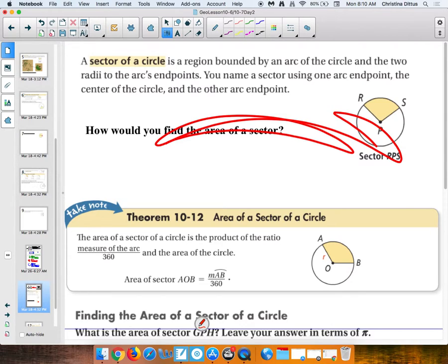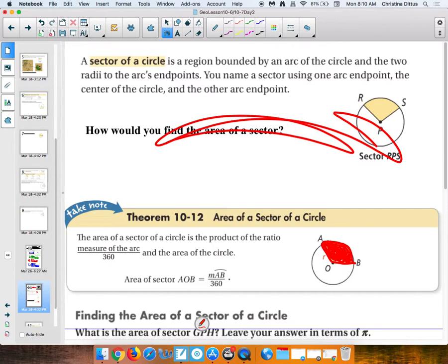A sector of a circle, finding the area of it. So what we're doing is finding the area of this shaded part, okay? So not just the arc measure or the arc length, but the entire area of this. How did we label area before? Inches squared, meters squared, something squared, okay?